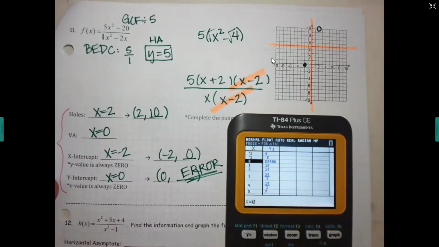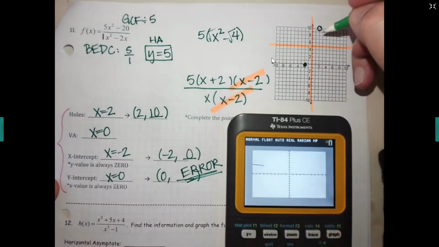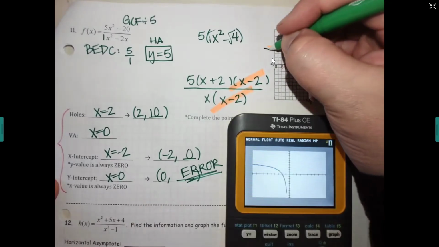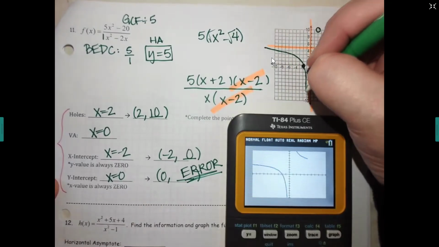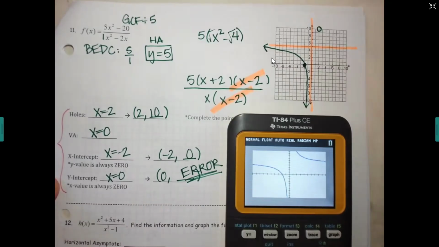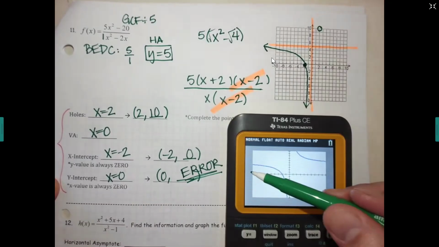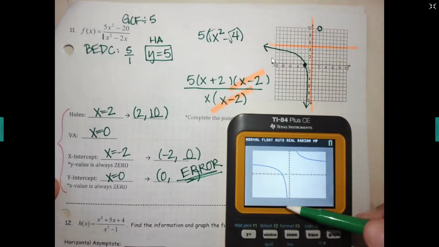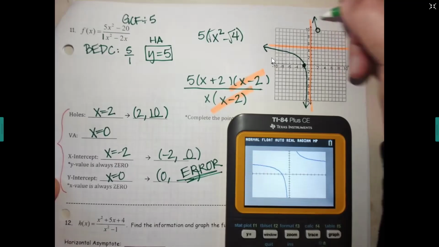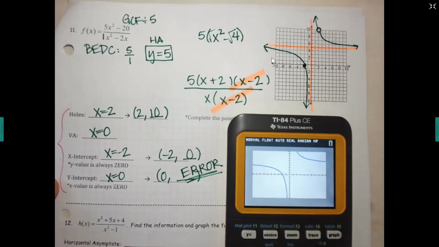So when you hit graph, you're going to have a piece up here and a piece over here. Okay, but just do your best. You should hit the dots that you drew. So you have one chunk down here, and then you have one chunk going through the hole up there.